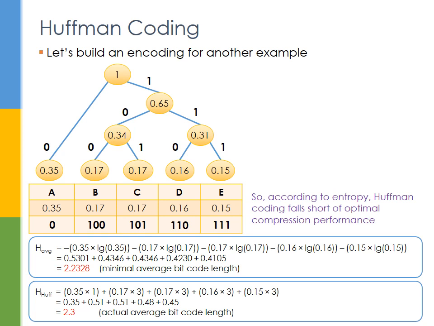What this means is, according to entropy, this Huffman coding falls a little short of the optimal compression performance. This is not due to a mistake during our encoding. It is just that, in certain situations, it is impossible for us to generate an encoding, at least using a code for each individual symbol, that manages to achieve the hypothetical perfect performance.